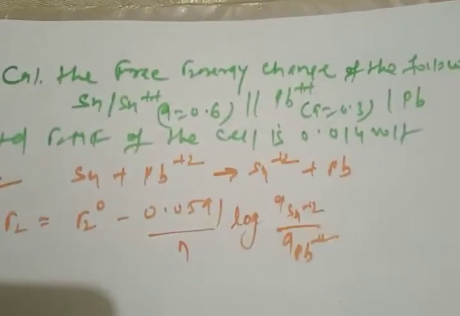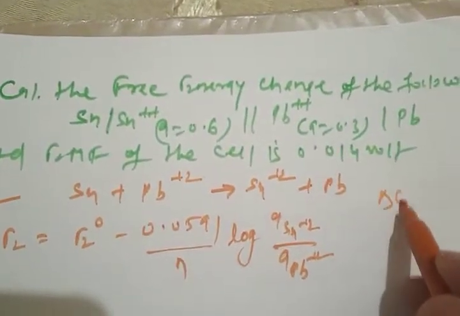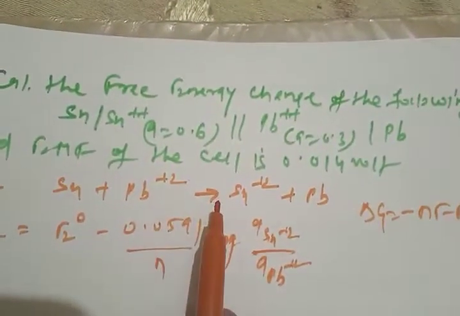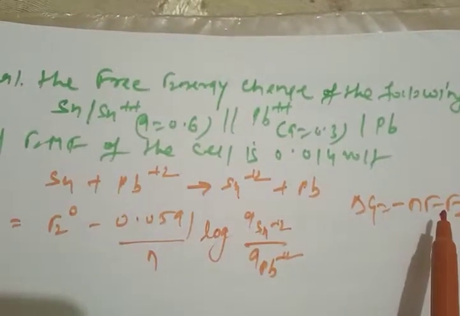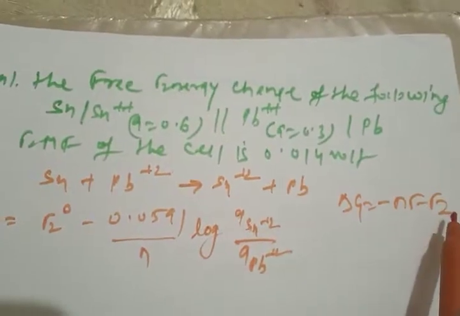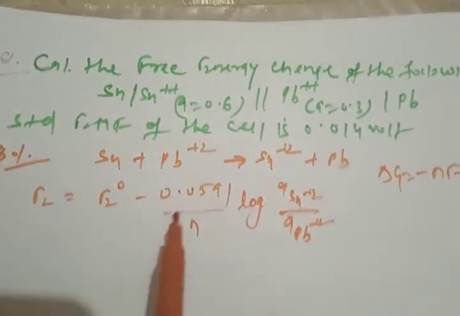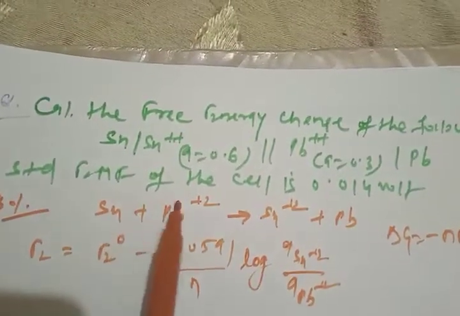Now what we need to find out is the free energy. So for the free energy, the formula is del G equals minus nFE. This is the formula of free energy, and we know here n is plus 2. F is the Faraday constant 96500, and E we don't know. So the formula for calculating the E is this one, E naught. And E naught also we have given. This is the value of E naught.